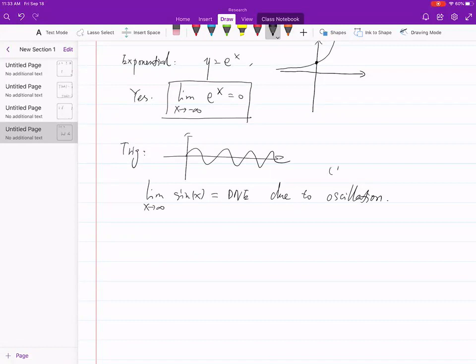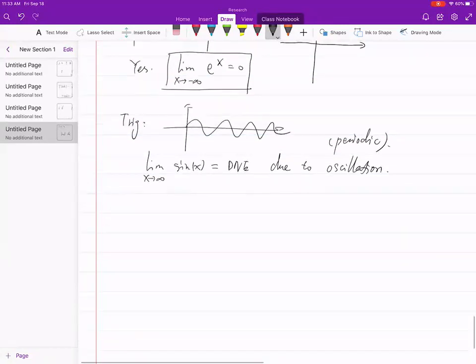Later, maybe some people will call it periodic. Okay. We're not too interested in tangent, cotangent, secant, cosecant. So for this one, let's just know this. The other 4, we can do it. We just don't care.